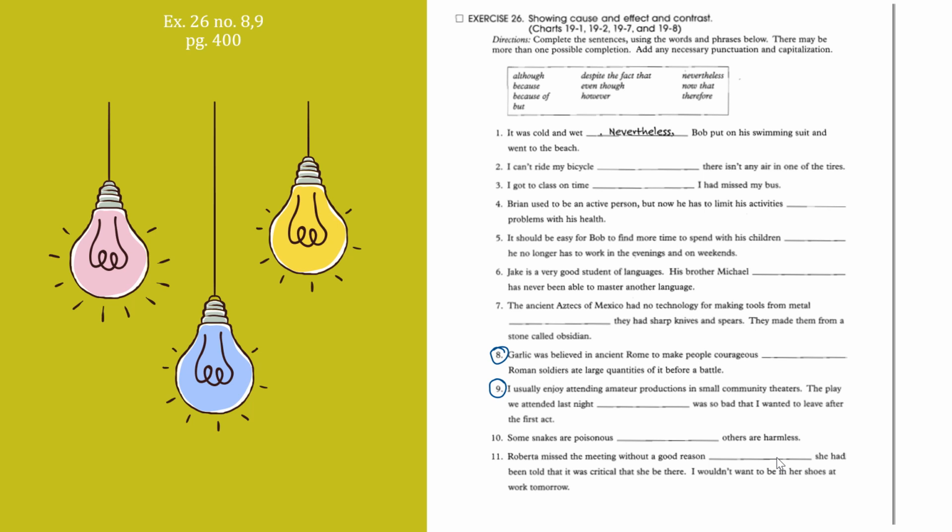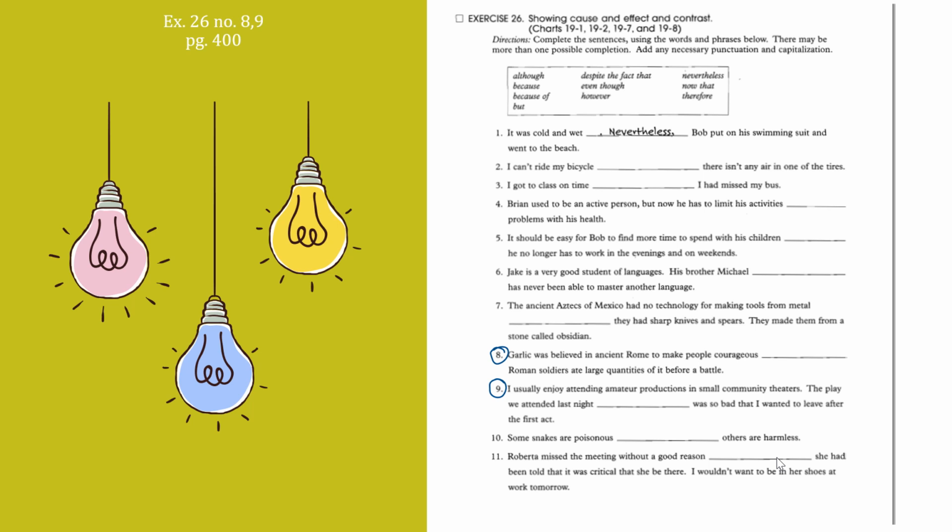Number 8. Garlic was believed in ancient Rome to make people courageous. Roman soldiers ate large quantities of it before a battle. Have a look at the two clauses and find out the relationship. Because the relationship is a cause-effect relationship, therefore is the best answer. Full stop, therefore, Roman soldiers ate large quantities of it before a battle.